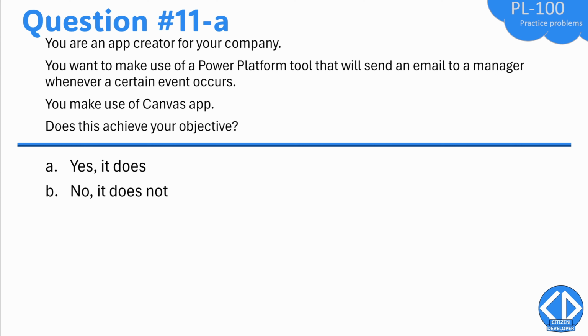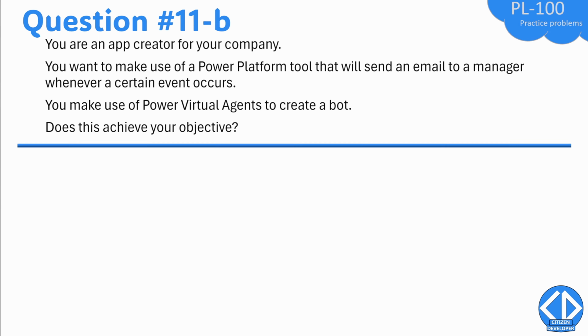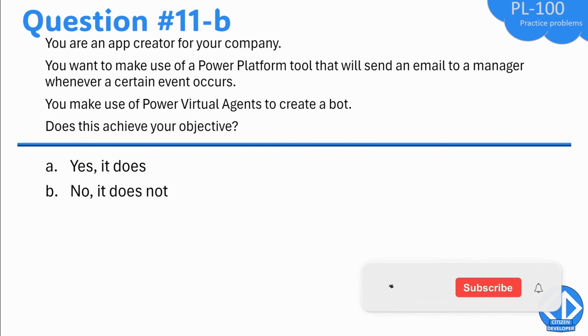What achieves this objective? You can make use of a Canvas app. No, you're not going to use a Canvas app to automatically send that. Not to spoil it, but we're looking for Power Automate to do this. Part B says use Power Virtual Agents to create a bot in order to send an email.